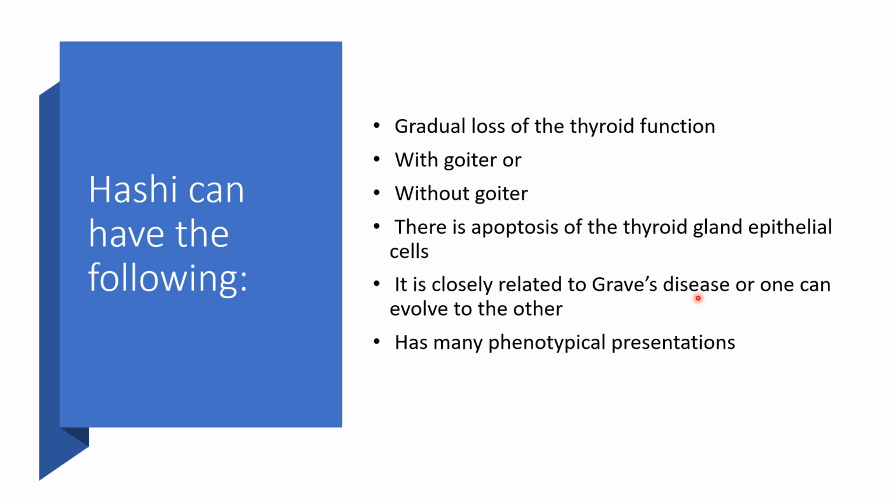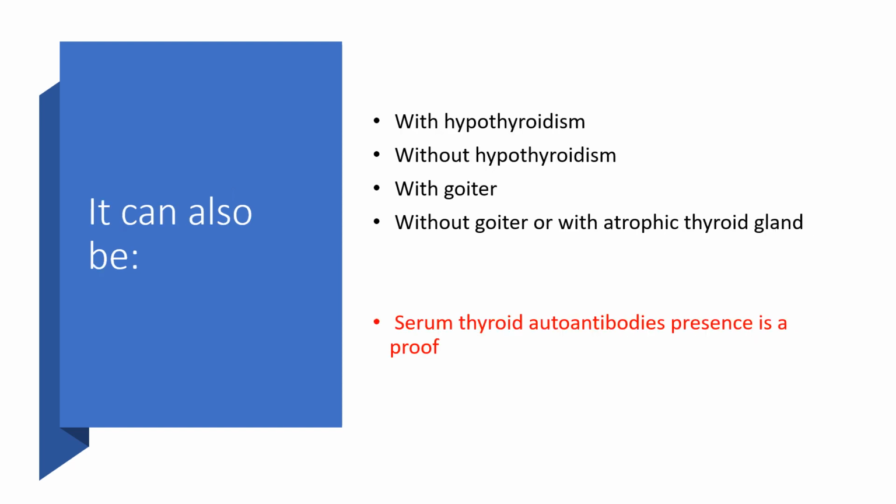Remember, Graves is also an autoimmune condition, and I've said it times without number in the last 2 years plus that when there is one autoimmune condition, we then look for other autoimmune conditions. It has many phenotypical presentations. It can also be with hypothyroidism or without hypothyroidism, with goiter or without goiter. When will it be without goiter? When there is atrophy of the thyroid gland itself.